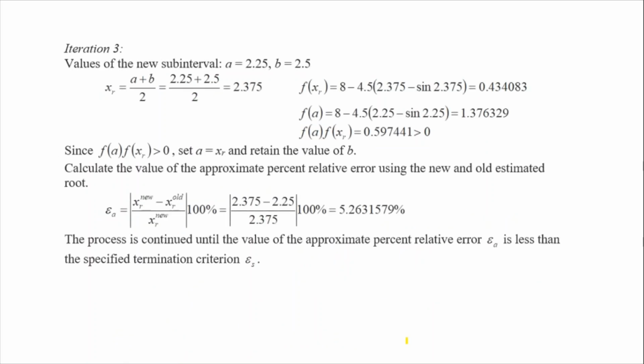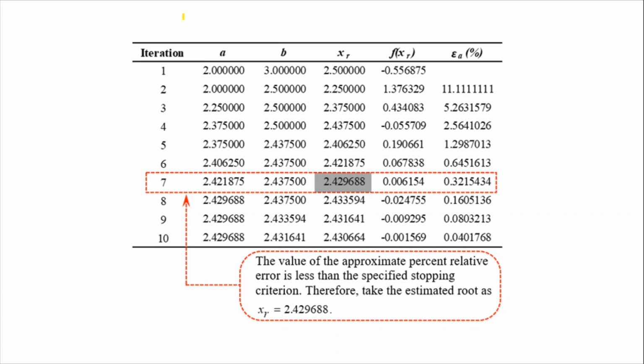Solving further, at iteration number 3, the process is continued until the value of the percent relative error is less than the specified termination criterion, or the stopping criterion, which is 0.5%. I will show you the table of values of this solution. So at iteration 1, we initialize two values, or two initial guesses, which are 2 and 3. Our first interval is 2 and 3.